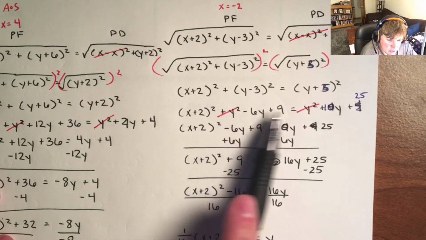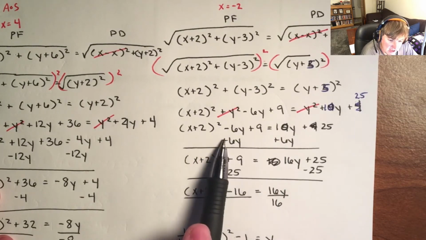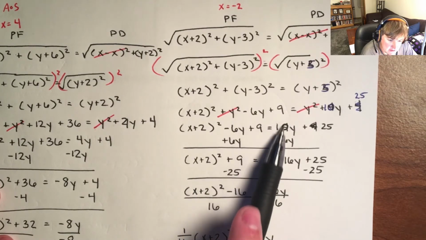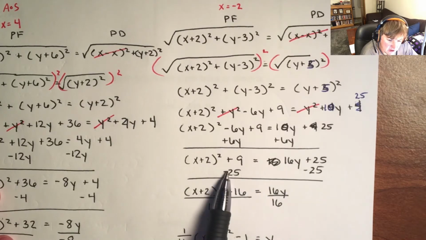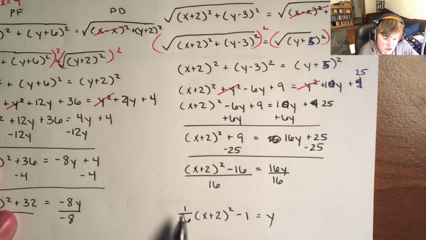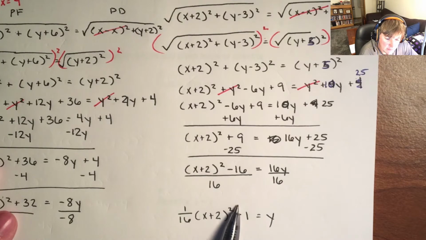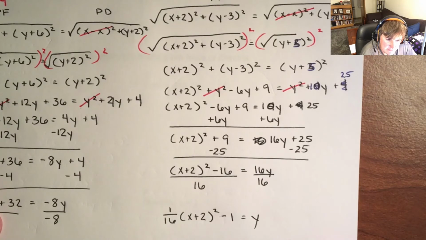After that, my y squareds cancel out, and then I want to start moving all the y's to the opposite side. So I add 6y to each side to get 16y. And then after I did that, I subtracted 25 here to get negative 16. Divide by 16 to get the equation 1/16 (x + 2)² - 1 = y. Okay, so I'll just leave this here for a moment so you can see it. Pause it if you need to.